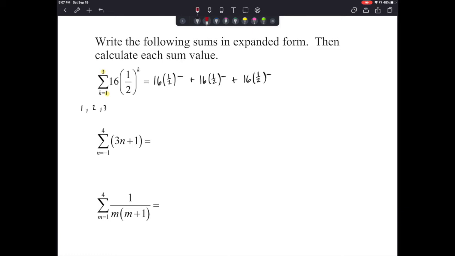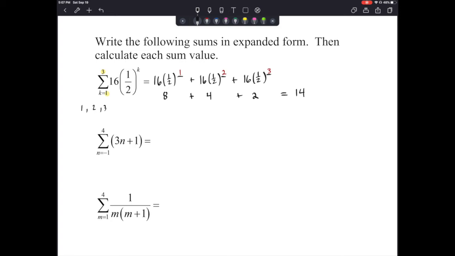And we know that the first one would be 16 times 1/2 to the first power. The second one would be 16 times 1/2 to the second power. And then we'd have the third power in the third one. And all we need to do now is simplify those and add them together. Well, 16 times 1/2 is 8, plus 16 times 1/4 would be 4. 16 times 1/8 would be 2. So we add those all together, and it looks like the sum is 14. And you may check it on your calculator if needed.